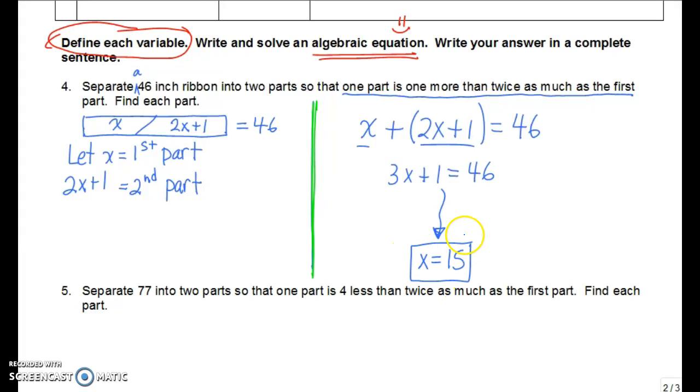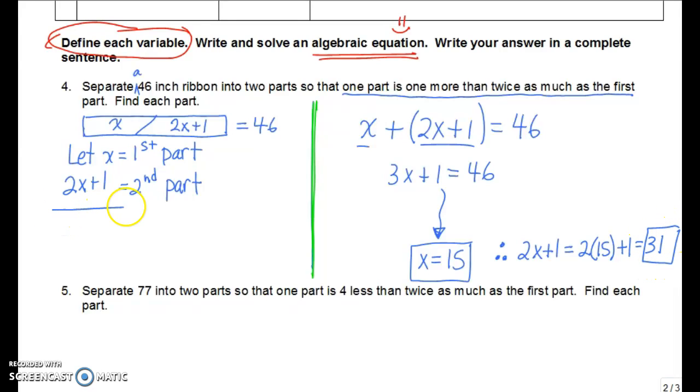You can't say through the magic of math. You actually have to solve it. But you know how to solve. That's what you're good at. So if that's what you're good at, I'm not going to spend time on that. All right, we found x. X is 15. Now we need to substitute in 15 into our second let statement. 2x plus 1 is 2 times 15 plus 1, which is 31. And I've now found my 2 parts.